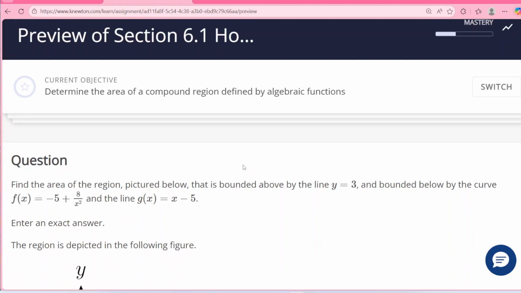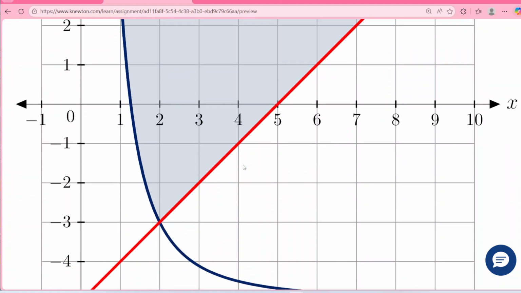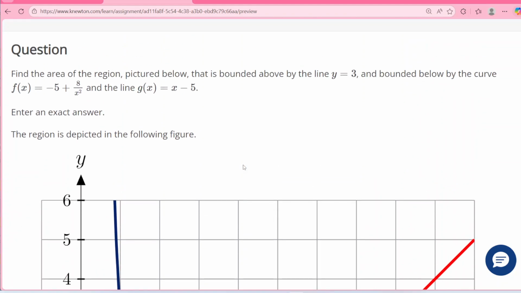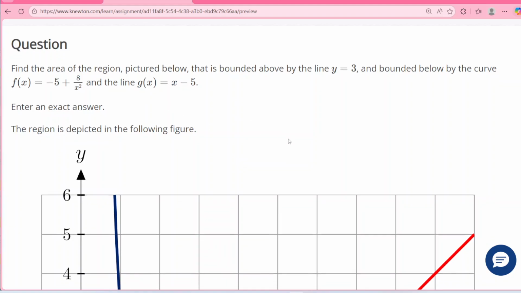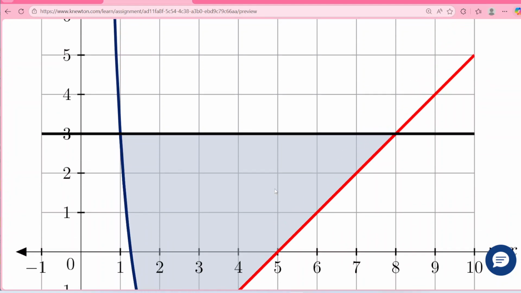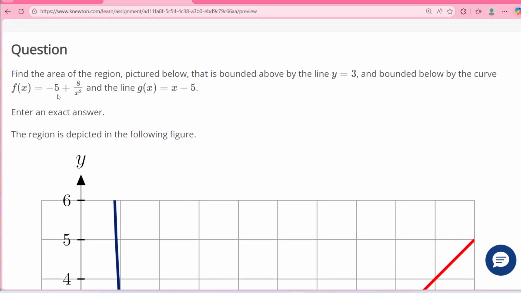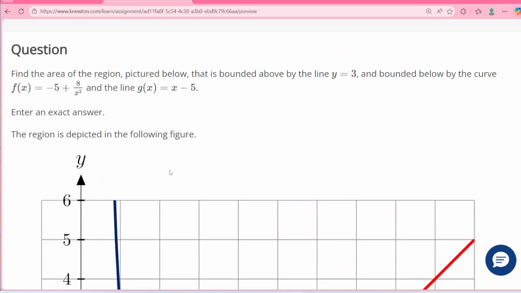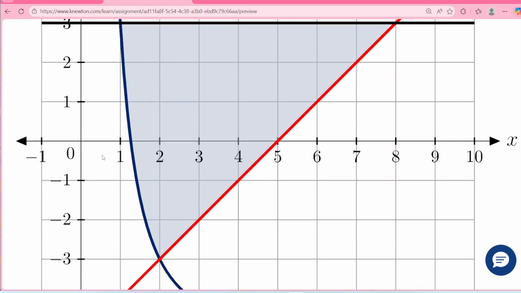All right, so there's another one. Now look, they give us the picture here. They give us the region and we have to find the area. So g is a line, just x minus 5. So this red curve is the g function. And f is this bluish curve, the negative 5 plus 8 over x squared.